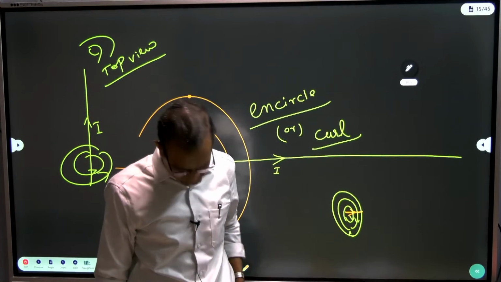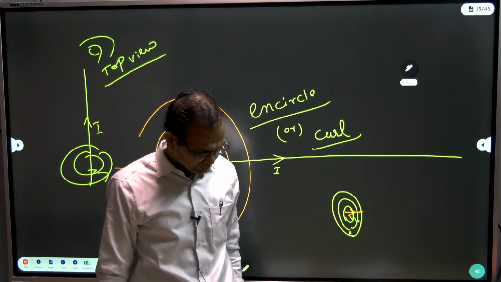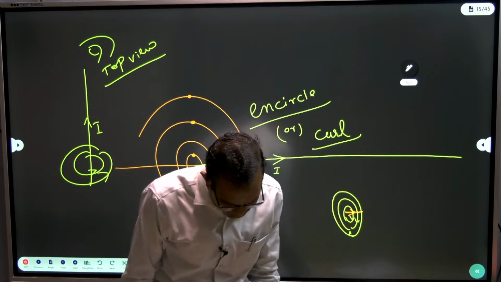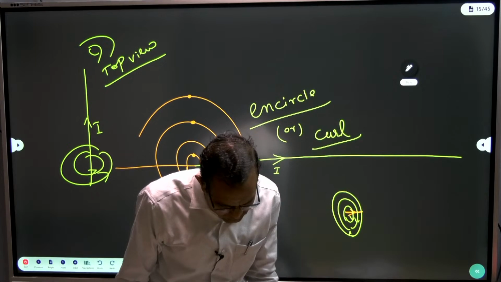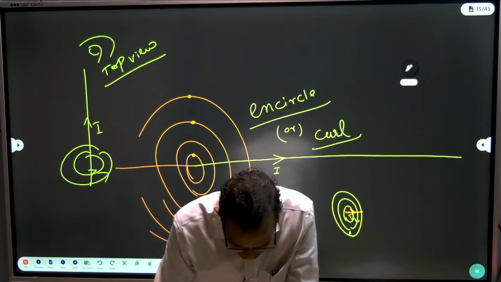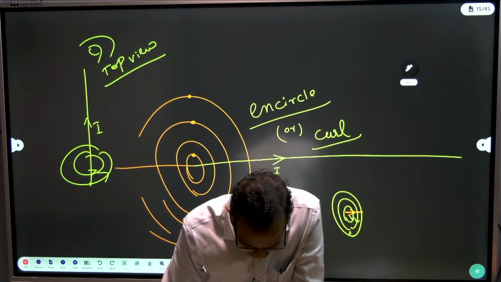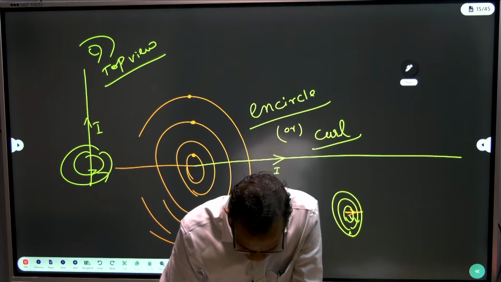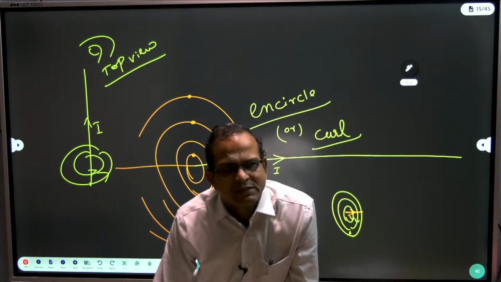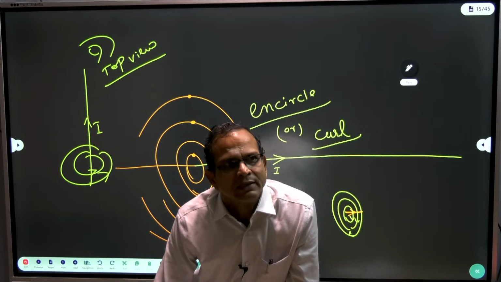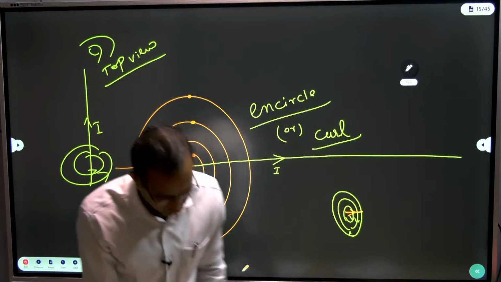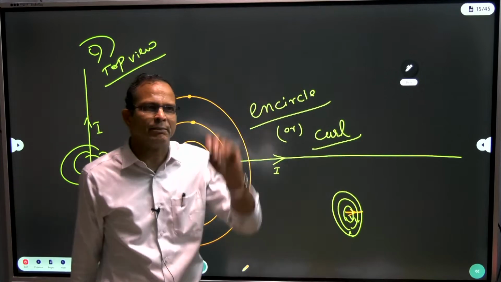Question number 40, right? The answer is D, the fourth option. You are 100% right. The 40th question, the fourth option is correct.